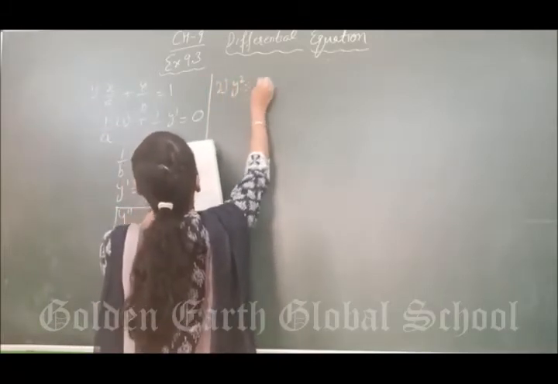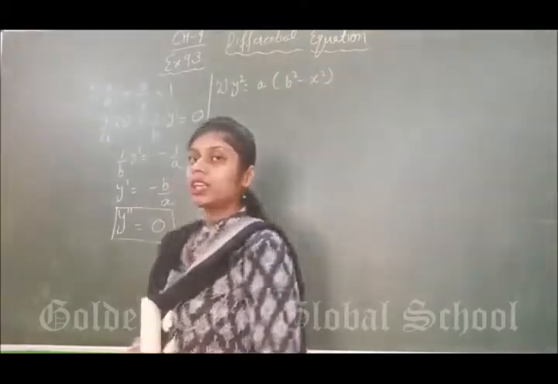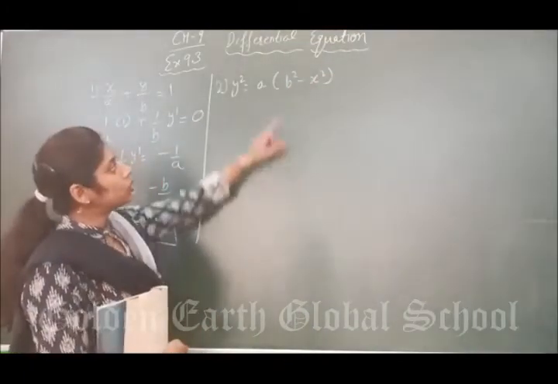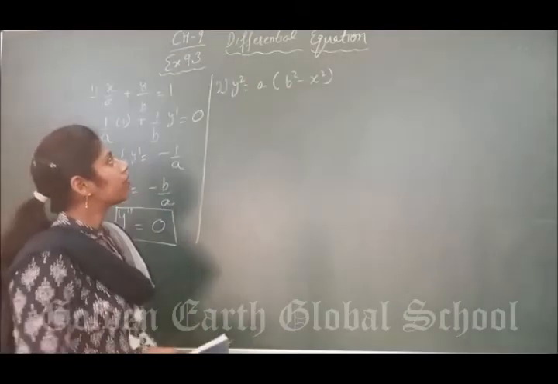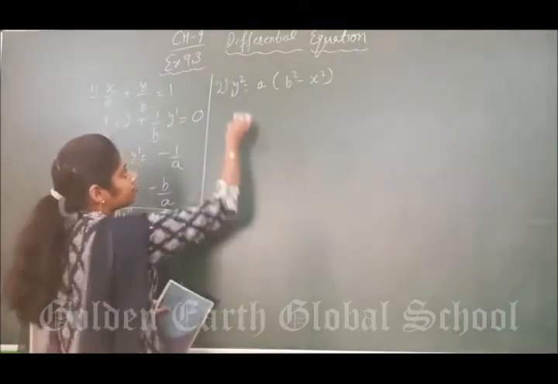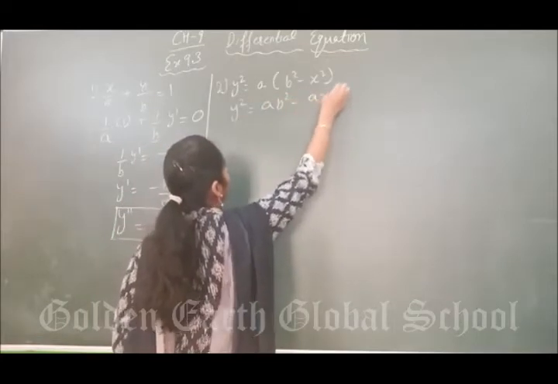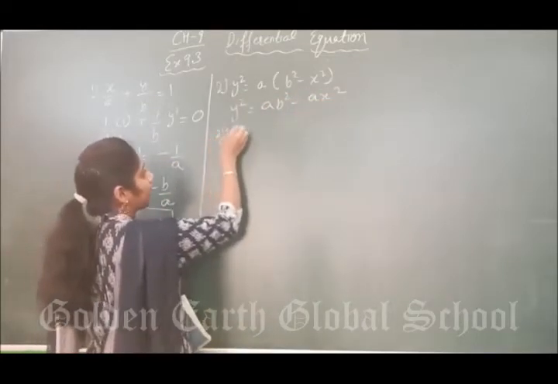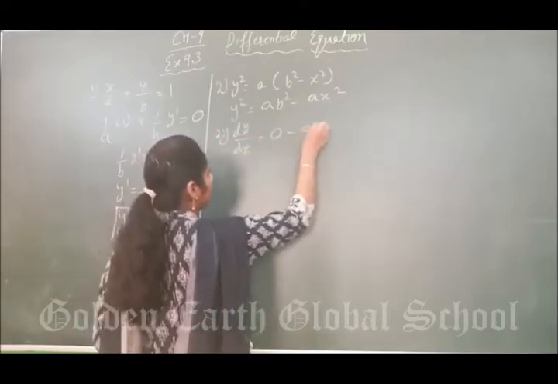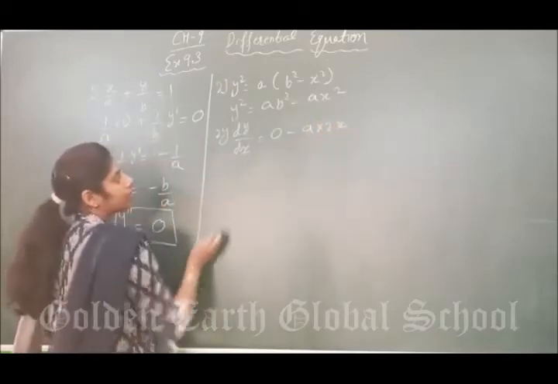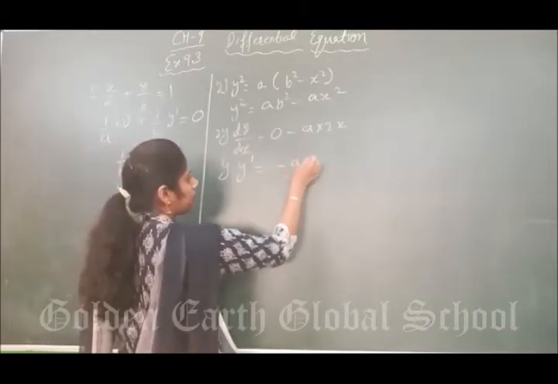y square equals a(b square minus x square). So see, how many constants are there? Two constants a and b. So again we have to take the second derivative. Firstly take the first derivative. Simplify it first of all. y square equals ab square minus ax square. So 2y dy by dx equals 0 minus a into 2x. 2 will be cancelled. So y dy by dx, that is y y dash, equals minus ax.